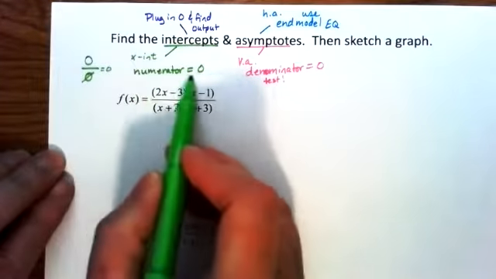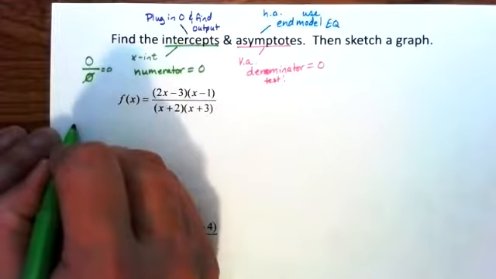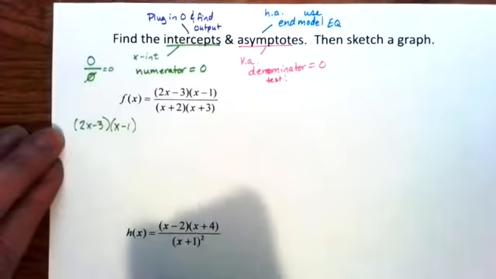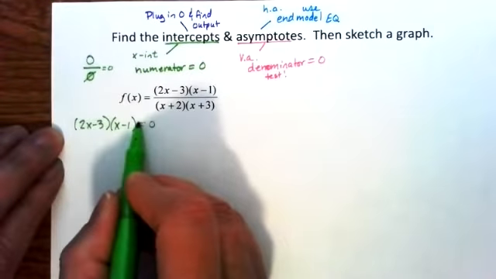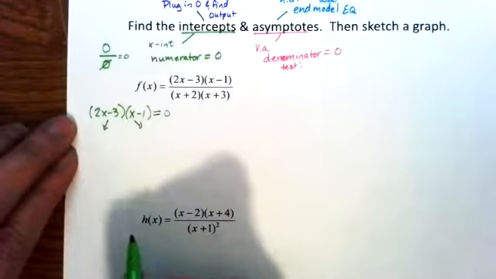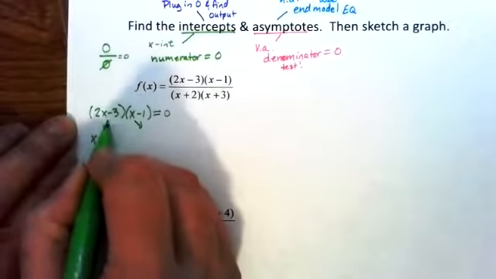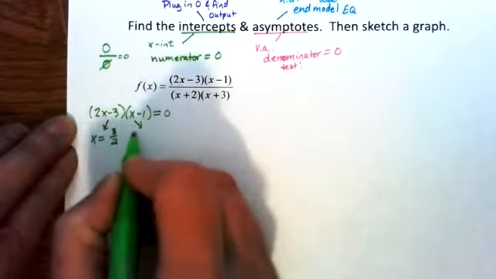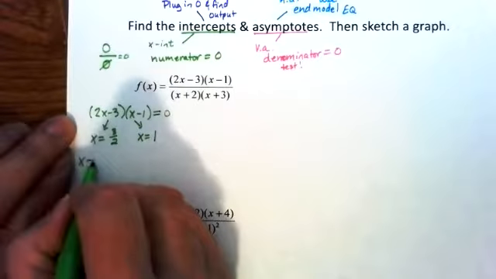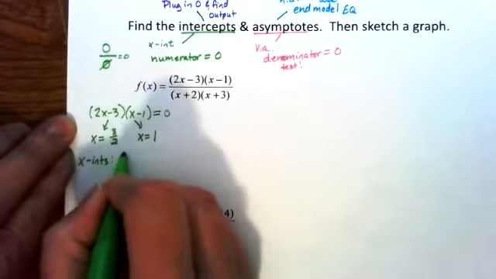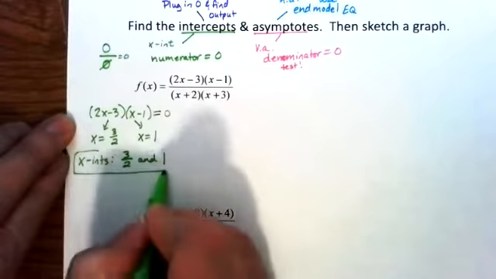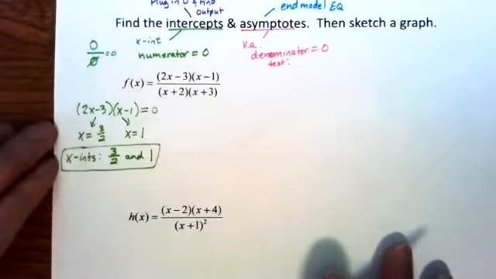This is where we're going to take the numerator and set it equal to 0. So I'm going to take my 2x minus 3 and my x minus 1 factors from the numerator, set those equal to 0, and these are going to produce the locations of X-intercepts. All right, so this one's going to be positive 3 over 2, and this will be x is equal to 1. So the X-intercepts are 3/2 and 1. And that finishes that part of the question.